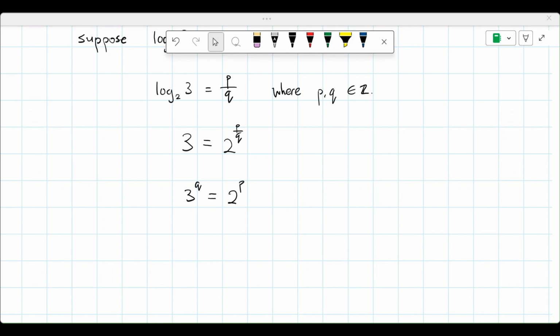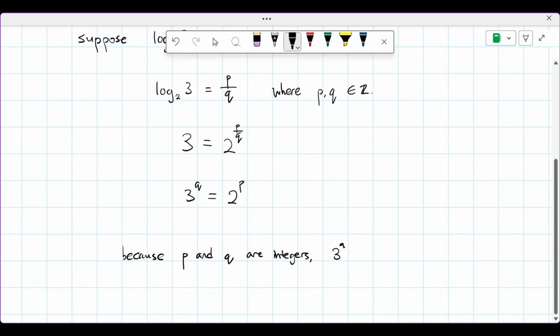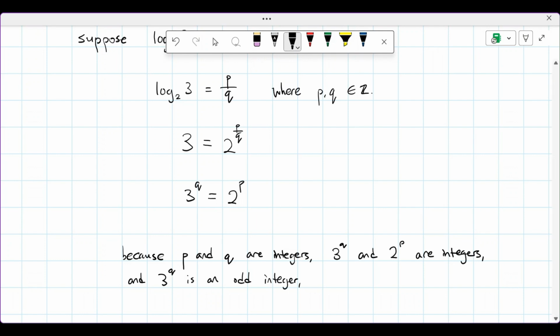So we can say that because P and Q are integers, 3 to the power of Q and 2 to the power of P are integers, and 3 to the power of Q is an odd integer, and 2 to the power of P is an even integer.